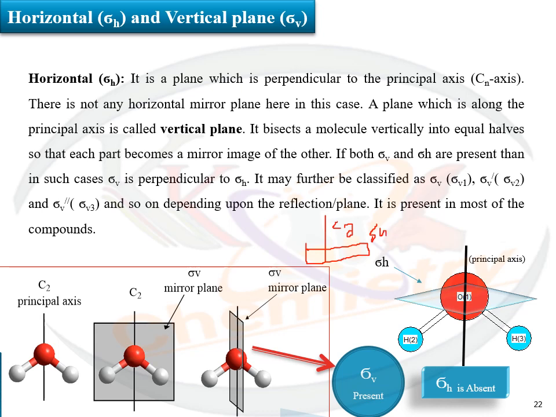In the other case, if you have a principal axis like C2 or C4 or C3, and you just place a plane over here, or you just cut this principal axis with a plane, this will be called a vertical plane, sigma v.